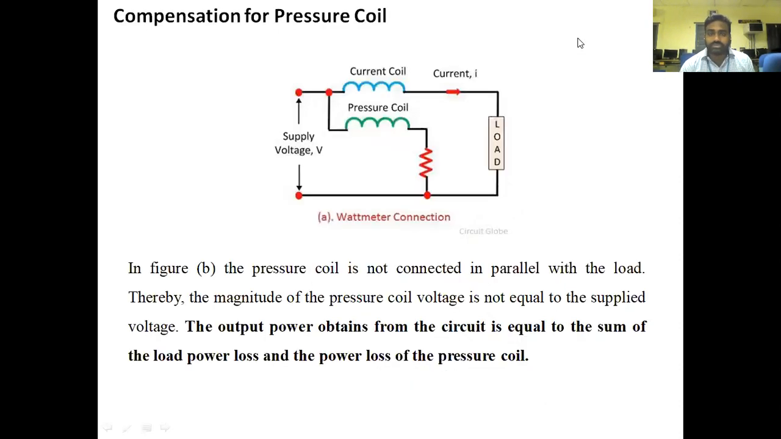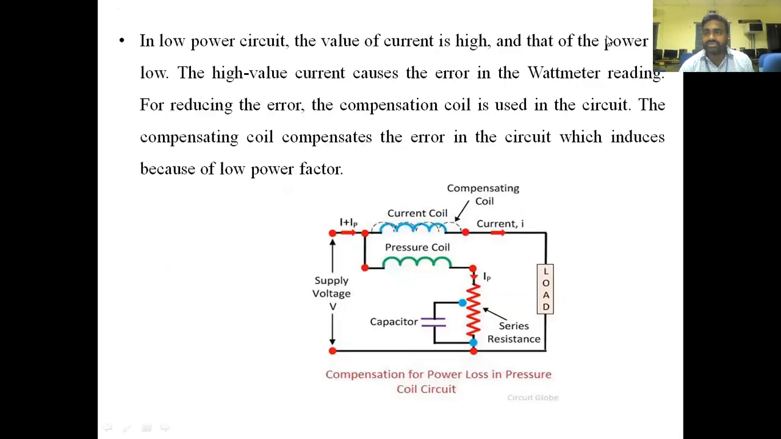At this instant, the power of the entire circuit is low, but the current flowing through the current coil is very high. So what does the wattmeter do? The wattmeter will carry the high current, and that creates a certain amount of error. In order to eliminate this error, I am connecting an additional compensating coil. Then an additional compensating coil is connected in the circuit.